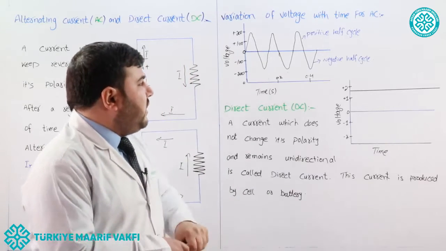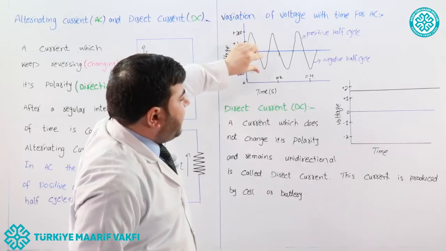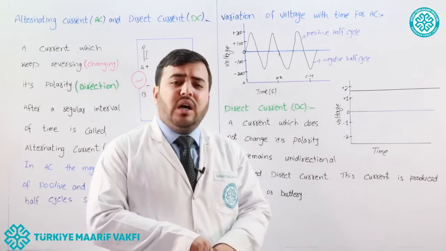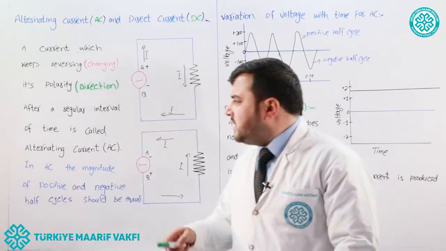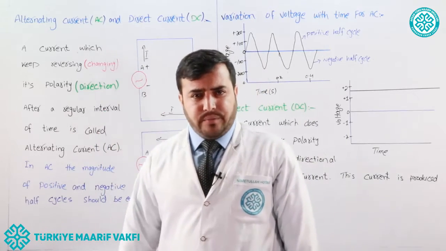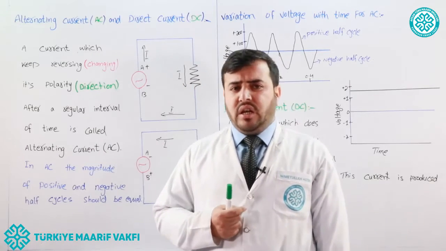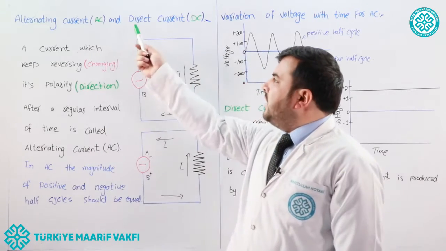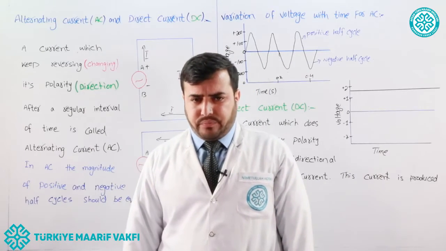And one thing more, the magnitude of the positive half cycle and the negative half cycle will always be equal. That's why we discussed regular time interval in the definition. So this was all about AC current. Now we will move to the next part of our topic, that is direct current.